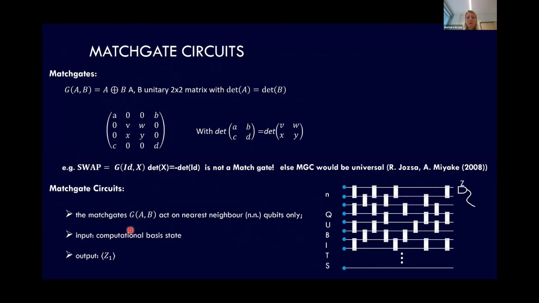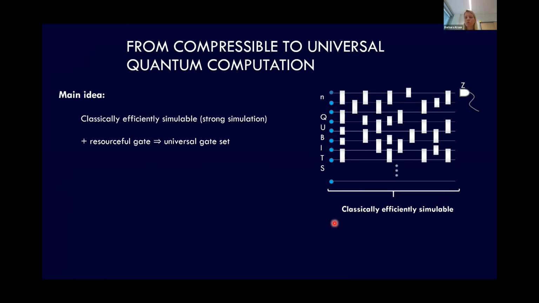And so a matchgate circuit is now simply a circuit which starts out with all qubits being prepared in the computational basis state, and then you apply these 2-qubit matchgates always on nearest neighbors. These are only acting on nearest neighbors, as you can see here, which is also important. And at the end, you make a measurement of a single qubit in the Z basis. And if you do so, then, as I said before, you can simulate this whole computation classically efficiently. And furthermore, you can actually compress it into an exponentially smaller quantum computer.